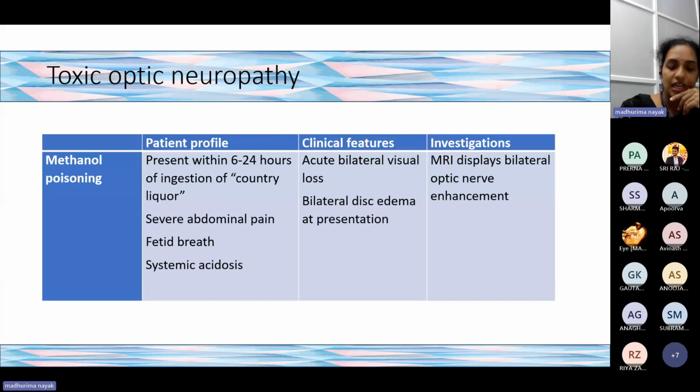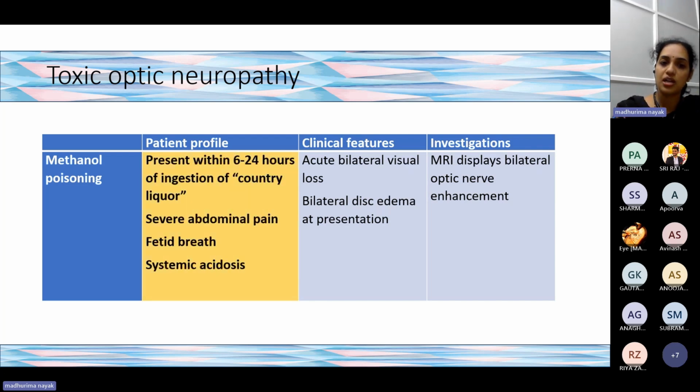Next is toxic. Again, I have included only methanol here. Methanol, that also if you are lucky enough to see the patient at the time of acute presentation. Okay, the patient presents usually within 6 to 24 hours of ingestion of country liquor with sudden severe abdominal pain, systemic acidosis, and the typical fetid breath.